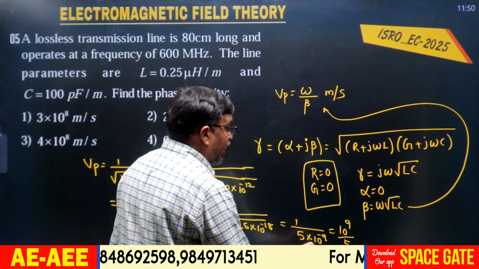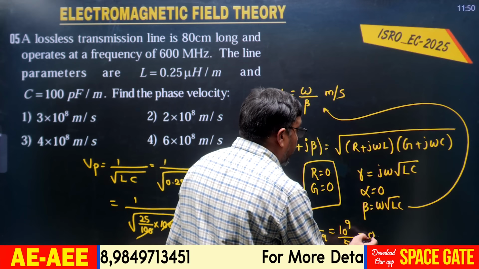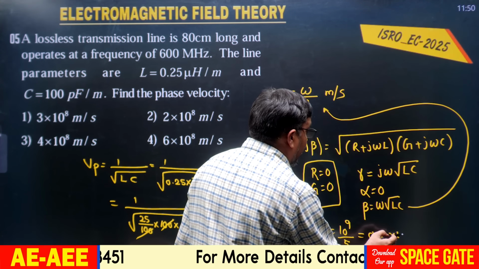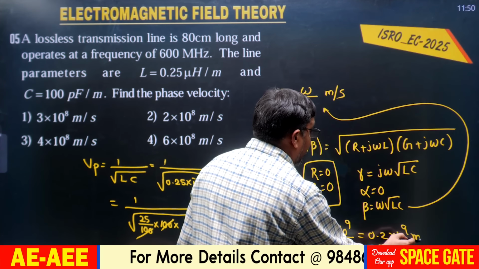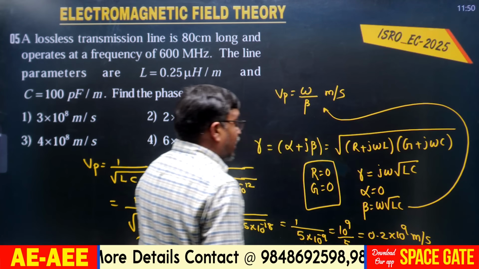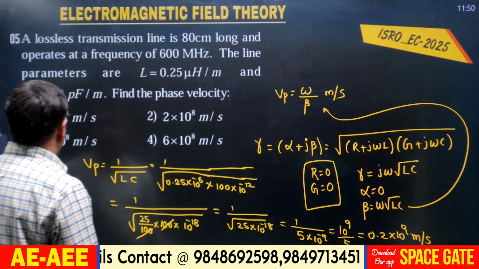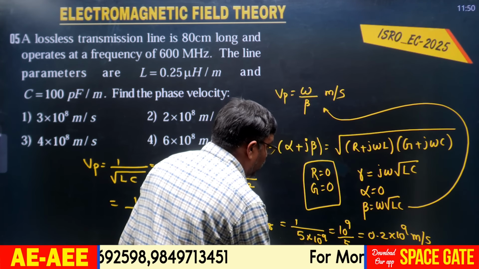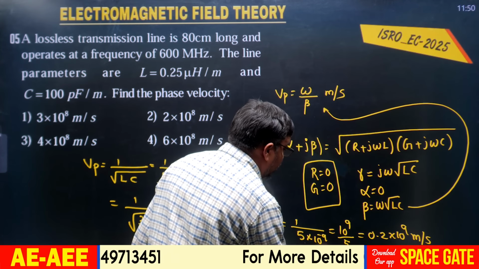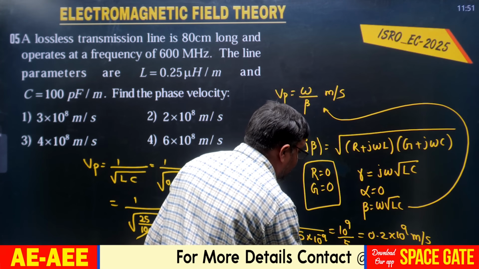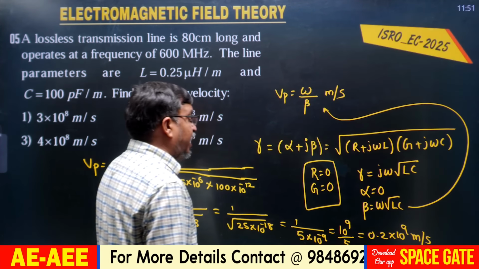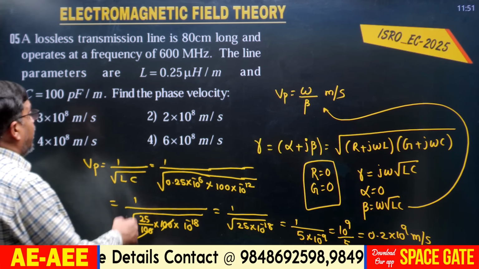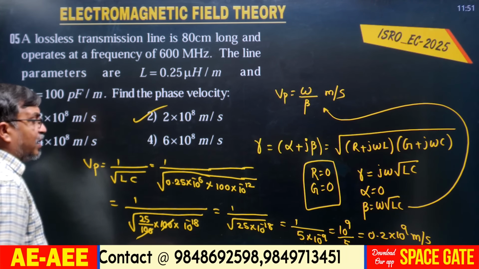What is 1 by 5? That is 0.2. 0.2 into 10 power 9 meter per second. That is the answer. Here all values are given in 10 power 8. Therefore, the correct answer is 2 into 10 power 8 meter per second. What is the answer here? 2 into 10 power 8 meter per second. Here option 2 is the correct answer.